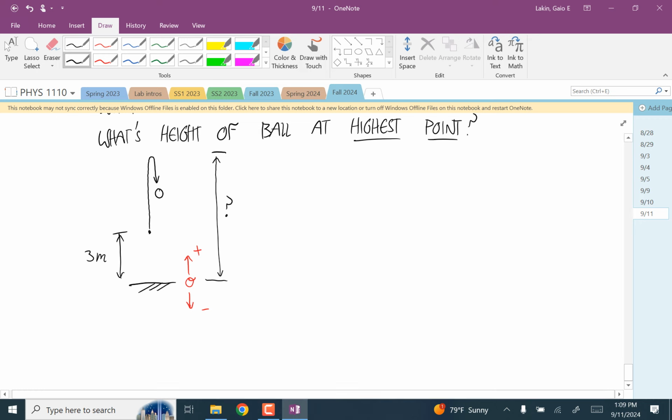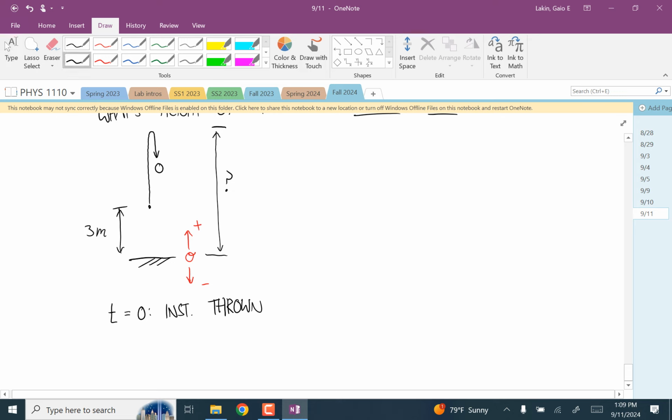3 meters. Yeah, right at the start of the flight. So time equals 0 is going to be the instant it's thrown. Yeah, we know the height, and we're going to be able to figure out the velocity from the speed and direction and stuff. And then what do we want to call our time final?